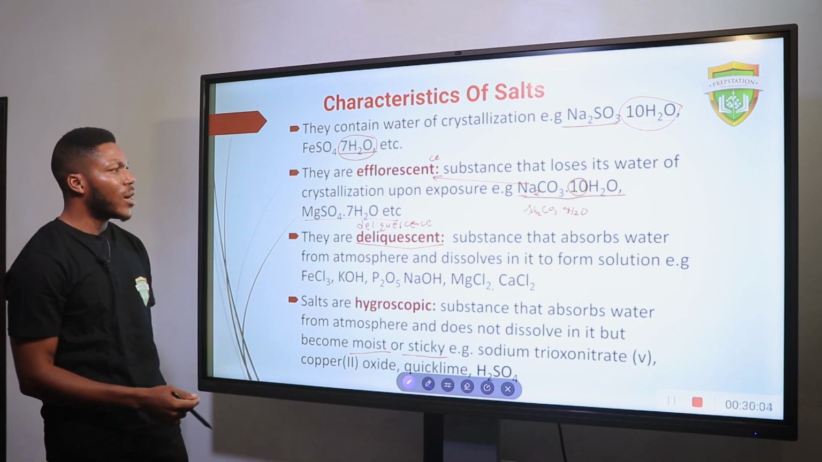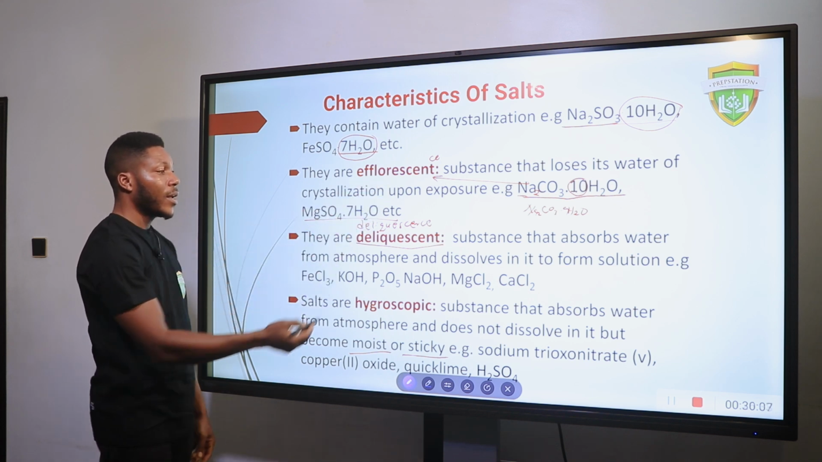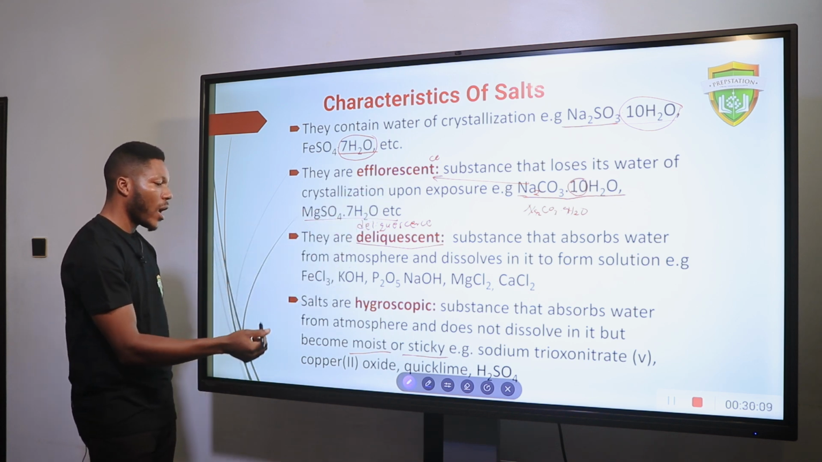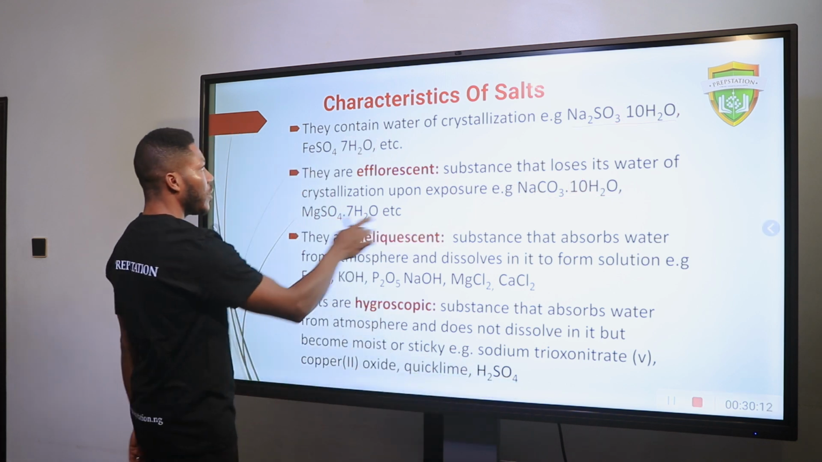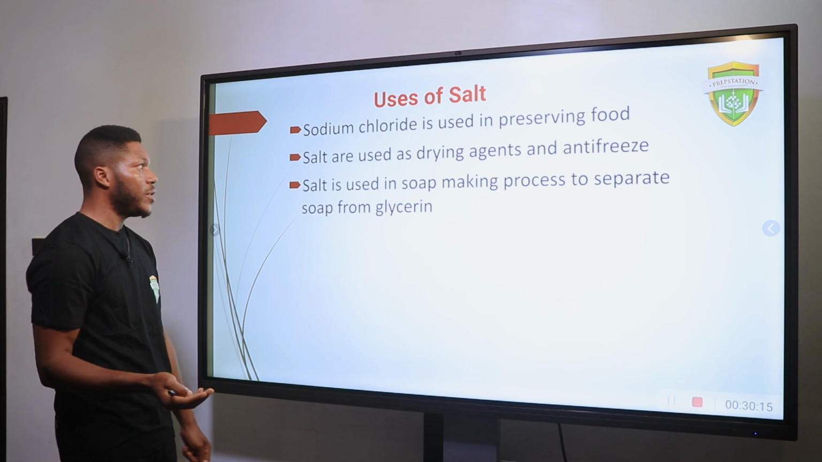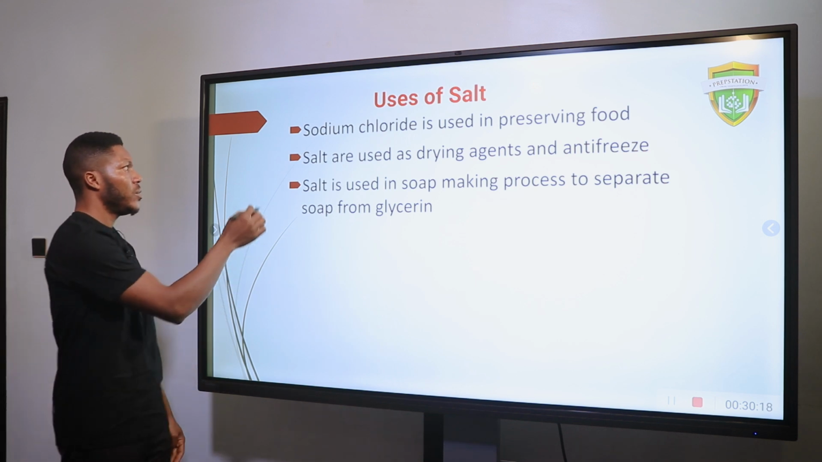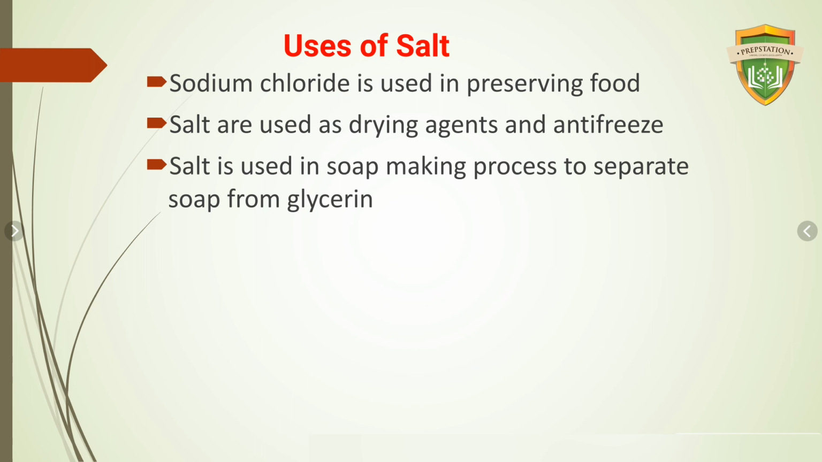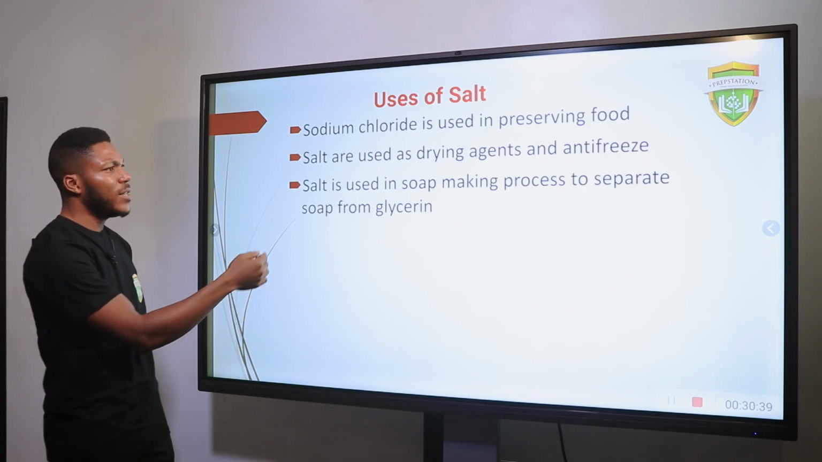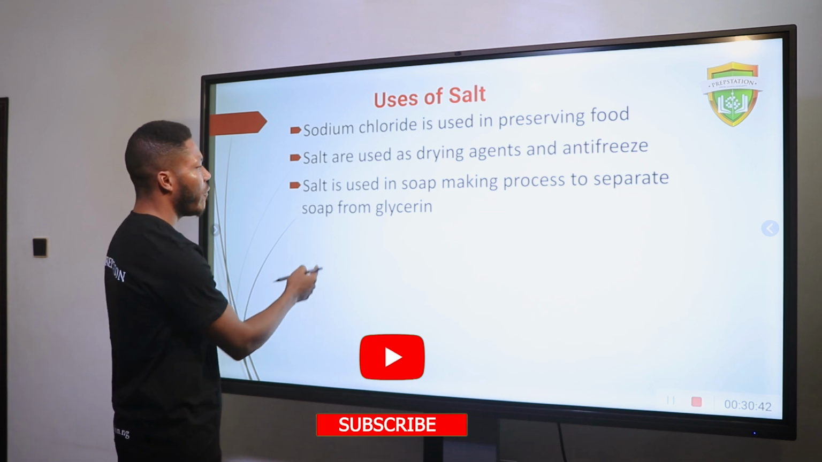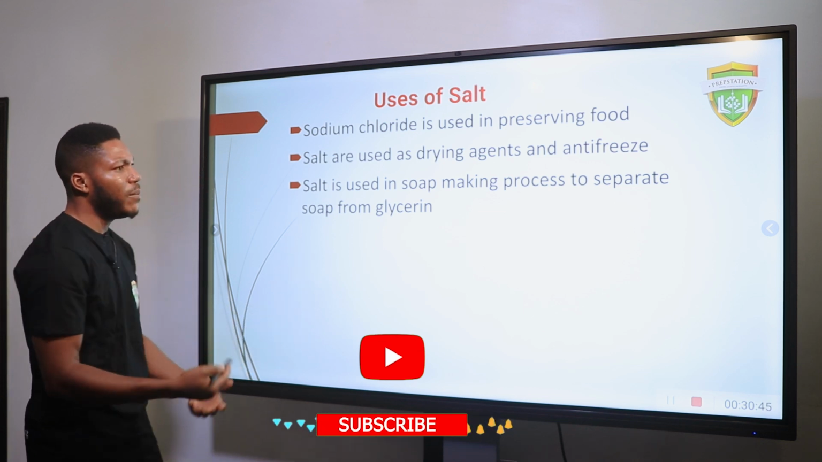So these are the major characteristics of salt. I said they are efflorescent, they are deliquescent, they are also hygroscopic in nature. So let's look at some uses of it. We have many uses. I'll give you just a few. For example, salt is used in preservation. Most times, most of our mothers will just pour salt on fresh fish and expose it to sunlight. It will absorb the water and preserve the fish. Salts are also used as drying agents, as antifreeze. Then salt is also used in making soap, to separate soap from glycerin. And we have many more uses of salt.